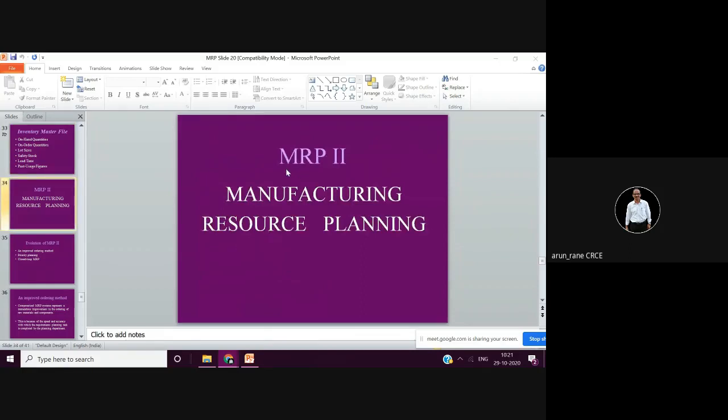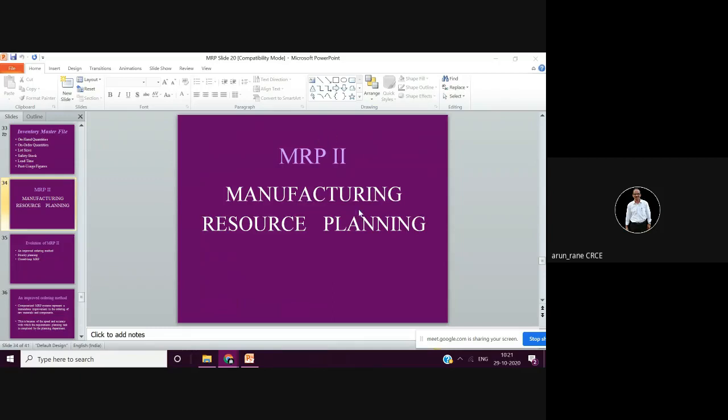So now MRP2. MRP1 discusses the inventory, that is, the stock items that are required.